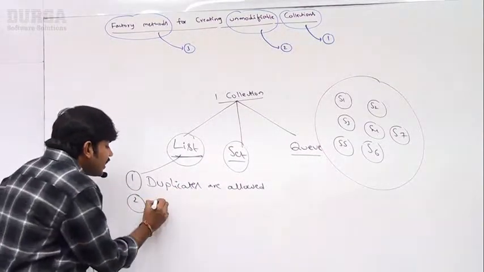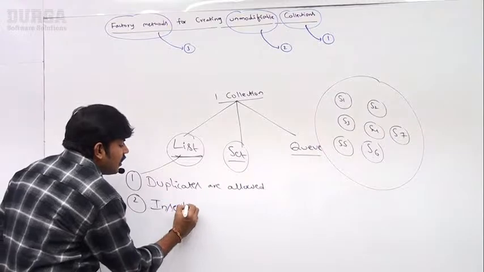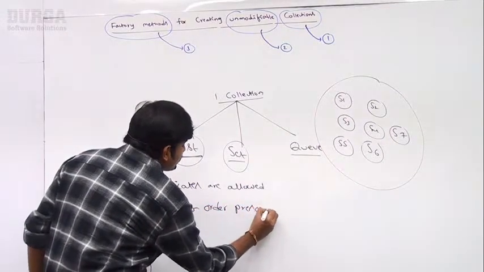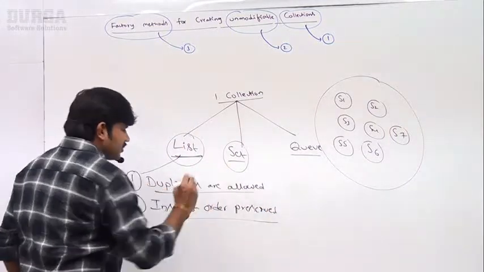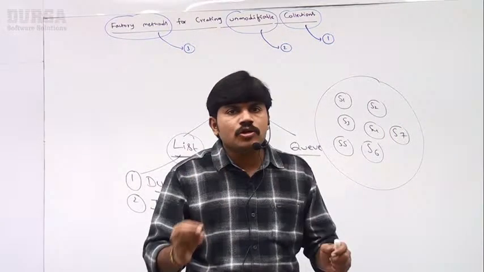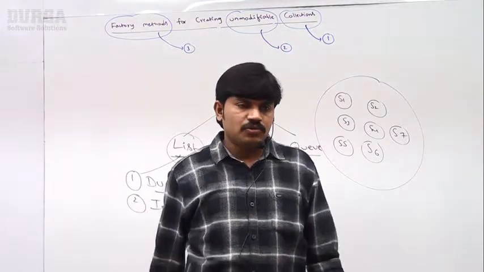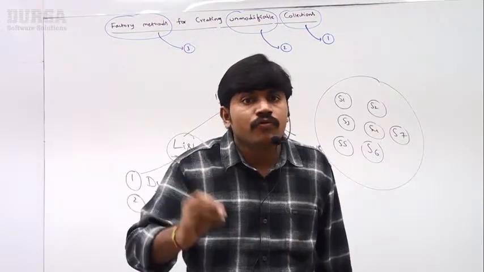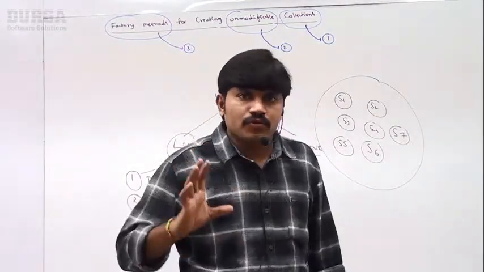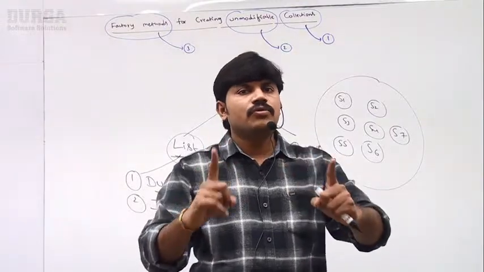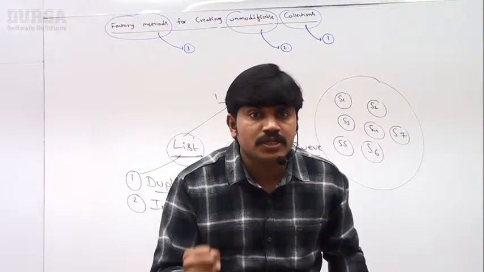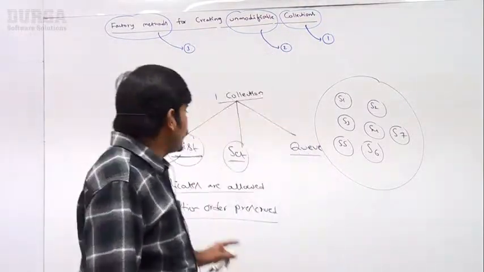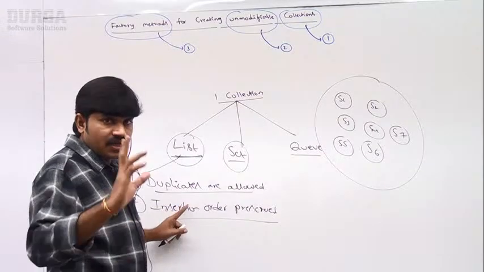Second one: insertion order preserved. Remember this one. So if you want duplicate objects in your collection, duplicates are allowed, no problem at all. Next, in which order we inserted, in the same order only I want, then the objects should be stored internally in that order. If you have this type of requirement, happily we can go for the list concept. Clear for all of it?